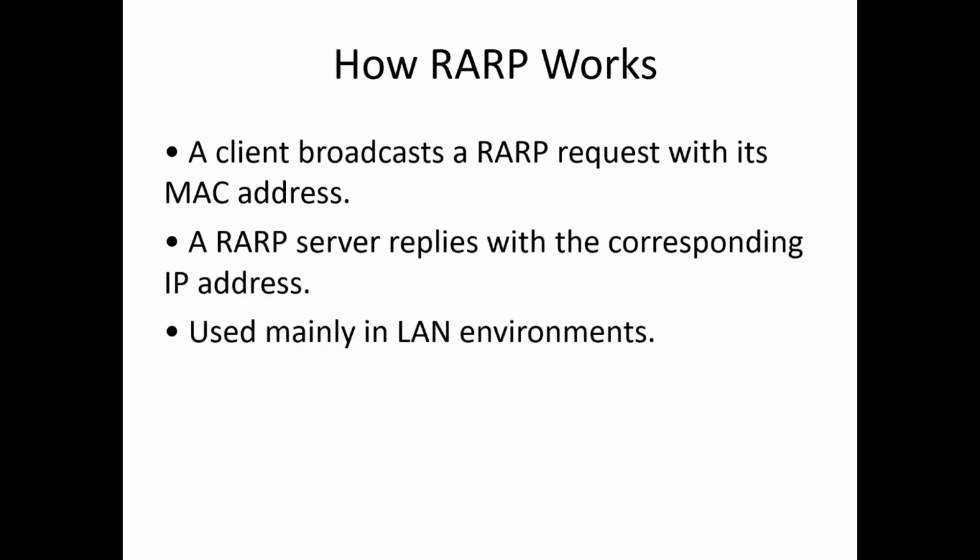A client basically broadcasts a RARP request with its MAC address, and then a RARP server replies with the corresponding IP address. So it's similar to saying, hey, this is my MAC address, does anyone know my IP? A RARP server will check its list, find the matching IP, and reply, yes, your IP is 192.162.1.2 or 3, right? So this is how it works. After this, of course, the computer can join the network and start communicating.